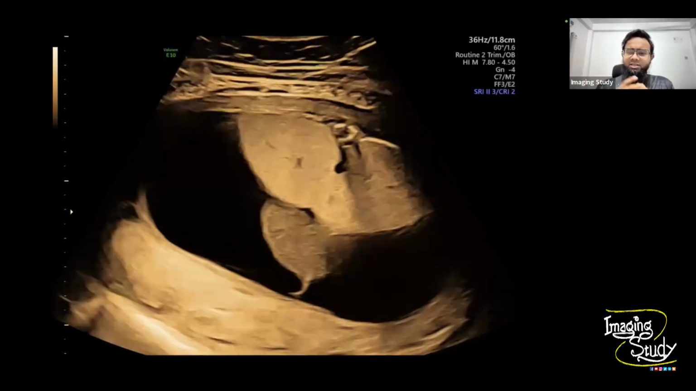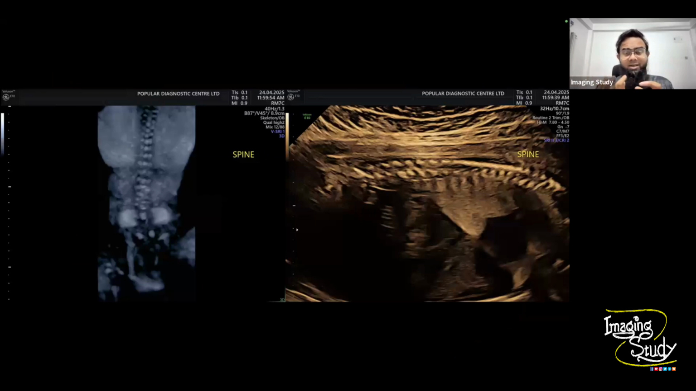So anyway, we checked the spine. We expected some spinal abnormality, but it looked quite normal. So you can see we put some 3D on a skeleton mode, and now you can see the whole of the spine. You can see the sacrum and part of the femur also.